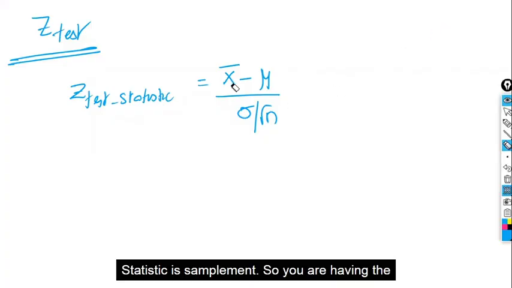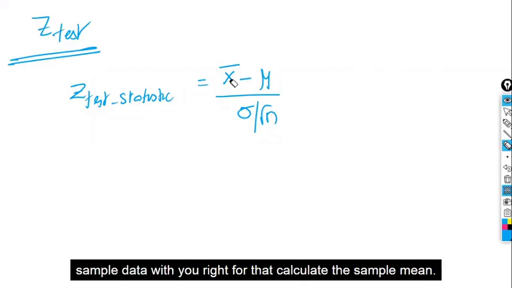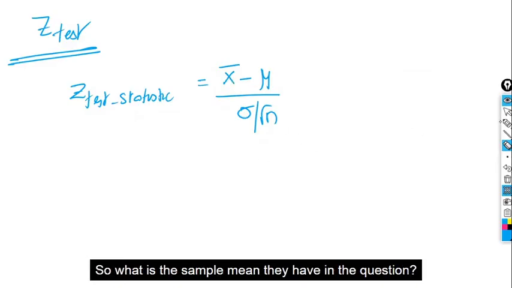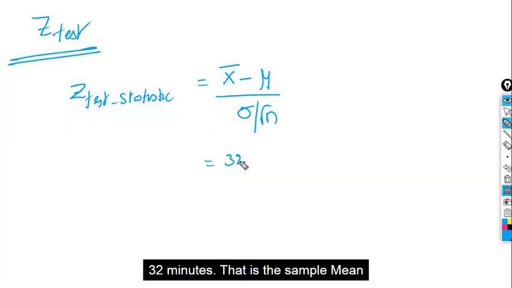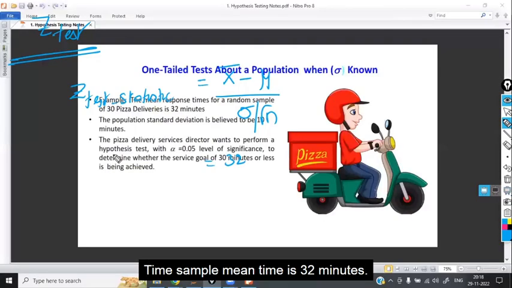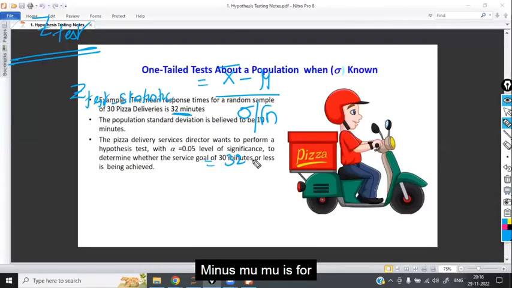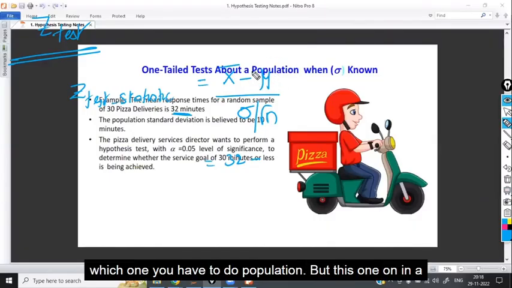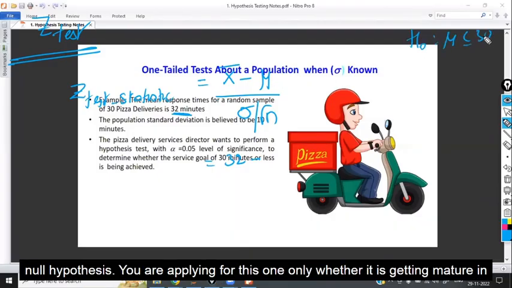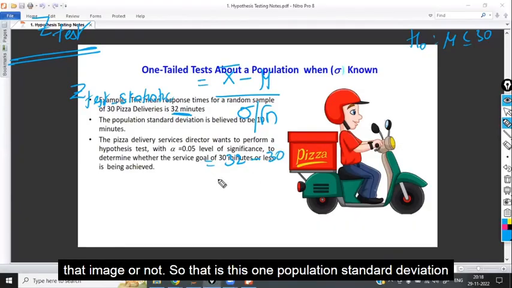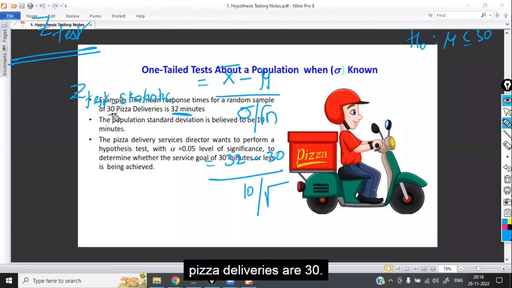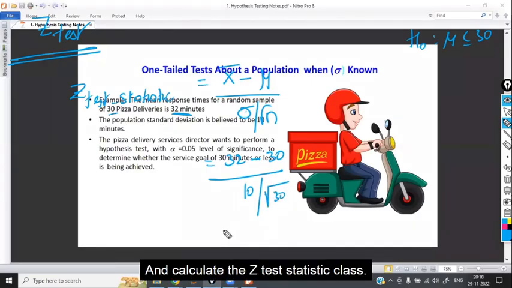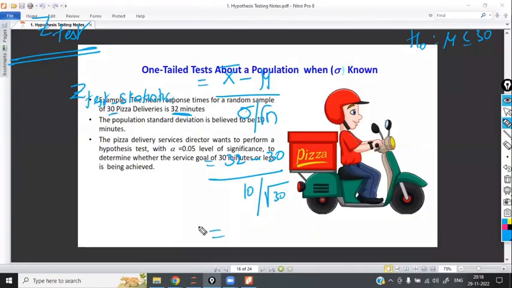The test statistic uses the sample mean. You have the sample data with you, so calculate the sample mean. The sample mean time given in the question is 32 minutes, minus mu. Mu is the population parameter for which the null hypothesis is being tested, whether delivery is achieved in 30 minutes or not. So 30 goes here. The population standard deviation is 10, divided by the square root of the total number of pizza deliveries, which is 30. Then calculate the Z test statistic value.